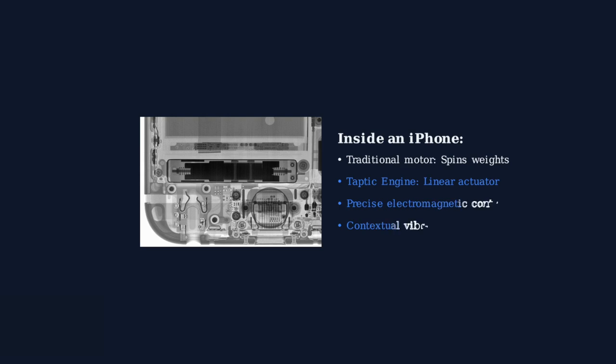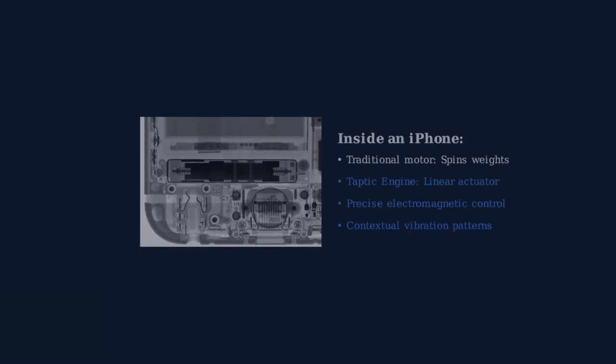To understand what makes the Taptic Engine special, let's look inside an iPhone. Unlike traditional vibration motors that simply spin weights, Apple's Taptic Engine uses a linear actuator, a sophisticated electromagnetic system that can create precise, controlled vibrations. The magic happens in how iOS uses this hardware.